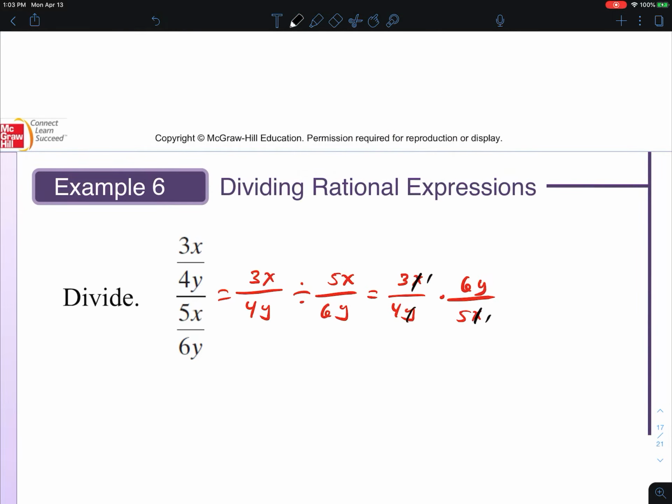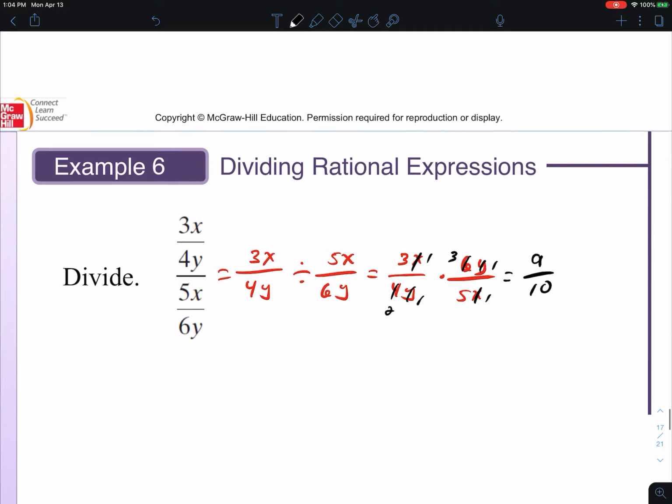Cancel out the x's, cancel out the y's, and then 2 goes into 4 2 times, and it goes into 6 3 times. So 3 times 3 is 9, 2 times 5 is 10, so 9/10 is the answer for that one.